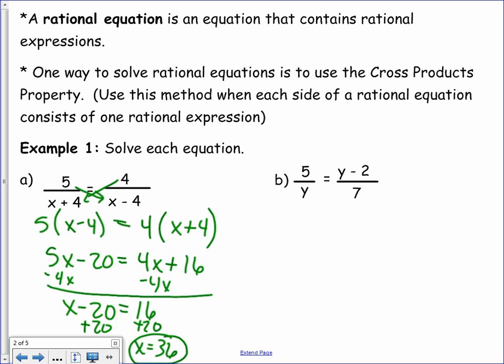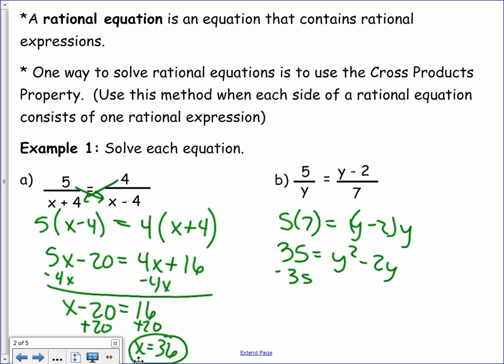Now over here again, we're going to use the cross products. So we have 5 times 7 equals y minus 2 times y. So 35 equals y squared minus 2y. And then we're going to want to subtract 35 from each side, so we get 0 equals y squared minus 2y minus 35, and we're going to want to factor that.